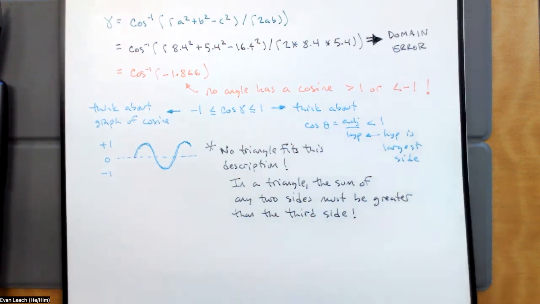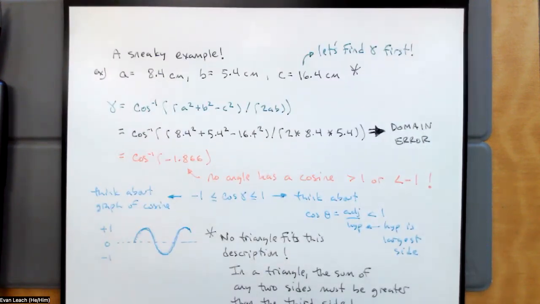So when we look at our original set of information, I've got an 8.4 and a 5.4, and that third side is 16.4. 8.4 plus 5.4 is 13.8. So that third side at 16.4, too long, no triangle.